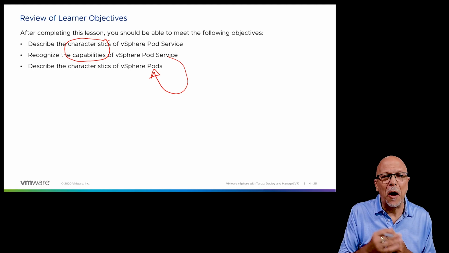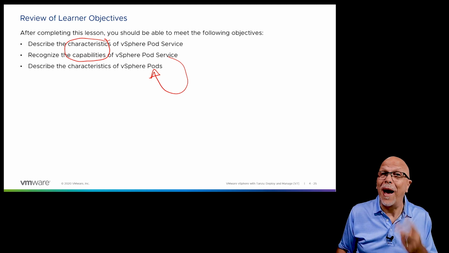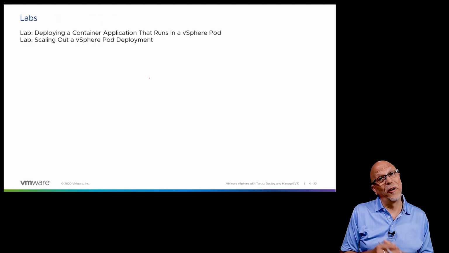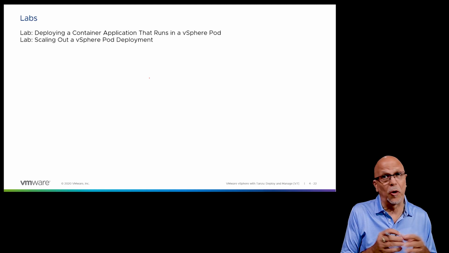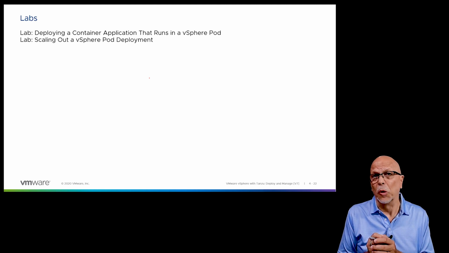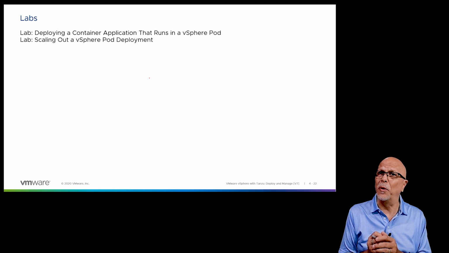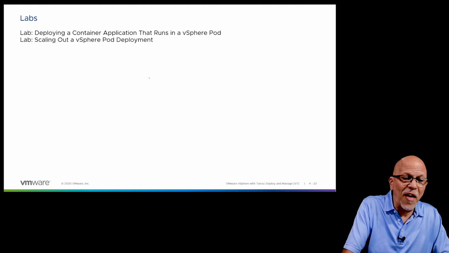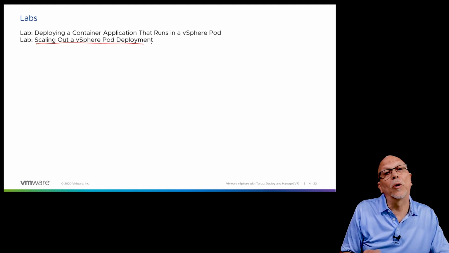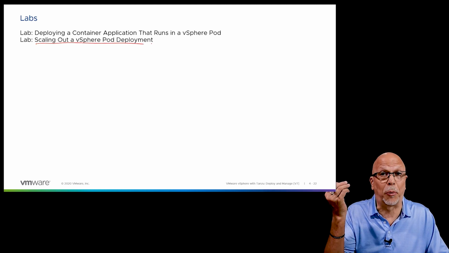So to help you understand this better, we're going to go ahead and do two labs, okay? We're going to first deploy an application, a container that's going to run in our vSphere pod. So make sure inside that lab, you go into the vSphere client and you can see it showing up in the inventory. And then after we see that, we're going to go ahead and scale that deployment out.